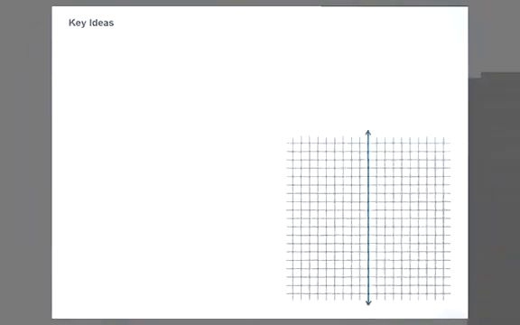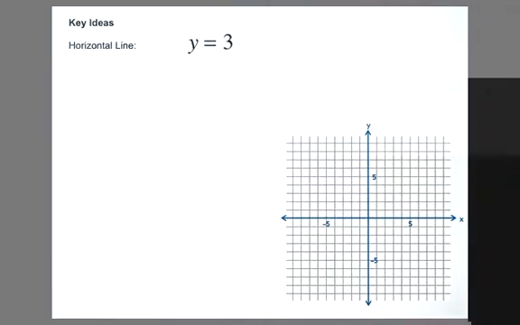Key ideas. Looking at our coordinate system, a horizontal line is given by the equation y equals 3. This tells us that this is a line that goes through all of the points that have a y-coordinate of 3. That's all of the points that are 3 units above the x-axis.